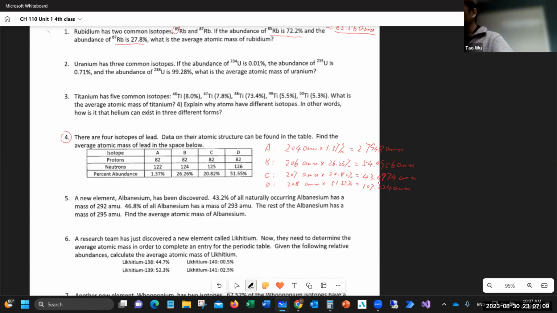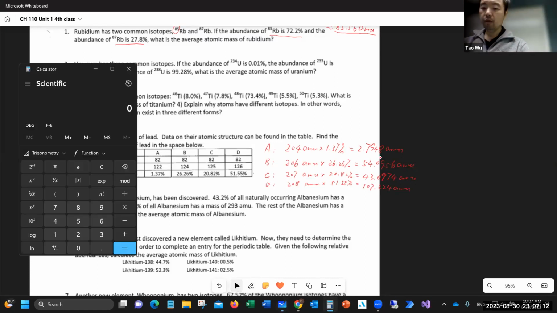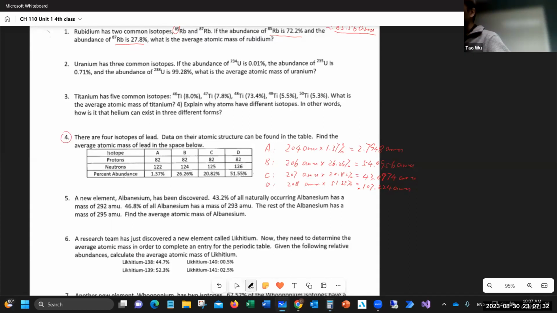Okay, then you add them together. So 2.7948 plus 54.0956 plus 43.0974 plus 107.224, and we got 207.21 AMU. You see, so that is why we got this number. That makes sense? Okay, yeah.